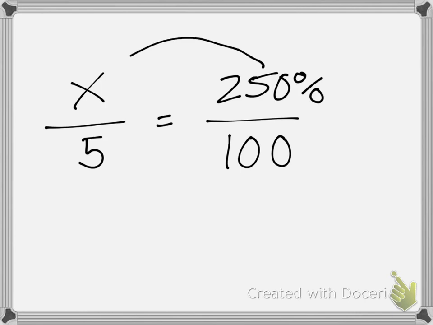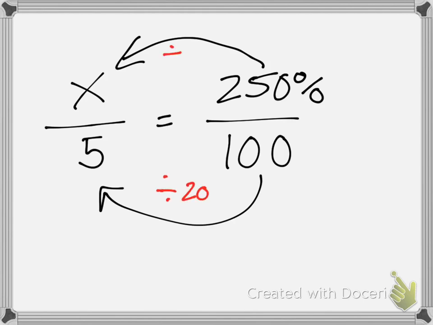We want to go towards the x. Towards the x, I divide by 20. So again, let's do this. I divide 100 to 5. We divide by 20. So I do the same here. 250 divided by 20, if you do that with your calculator, gets you 12 and 5/10. Same exact thing. Is over of is equal to percent over 100.